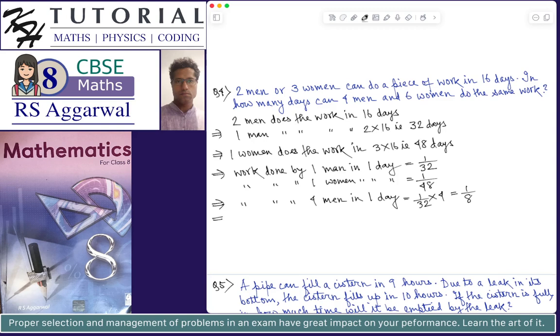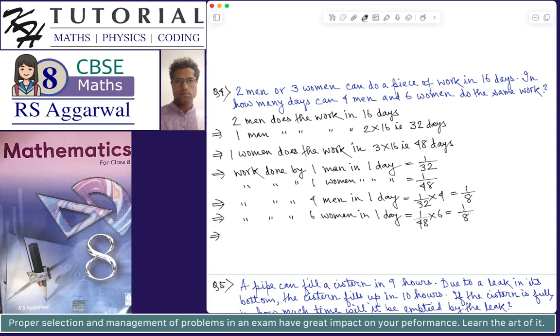Similarly, the amount of work done by one woman in one day is 1 by 48. We can say that the work done by 6 women in one day will be equal to 1 by 48 multiplied by 6, which is 1 by 8. So the amount of work done by 4 men in one day is 1 by 8, and the amount of work done by 6 women in one day is 1 by 8.